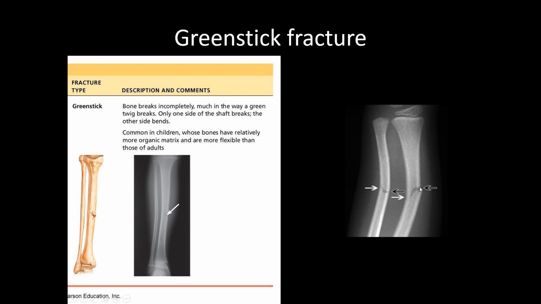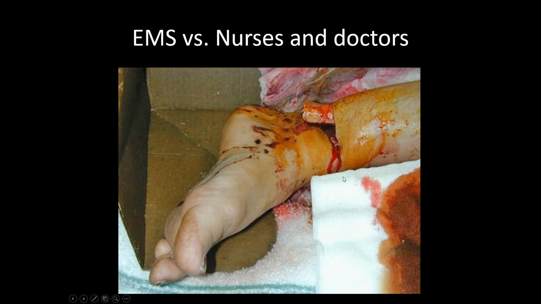Green stick, again, breaks on one side, but the other side is okay. This one you're usually only going to see in kids because their bones are extra bendy. Adult bones don't bend that much.